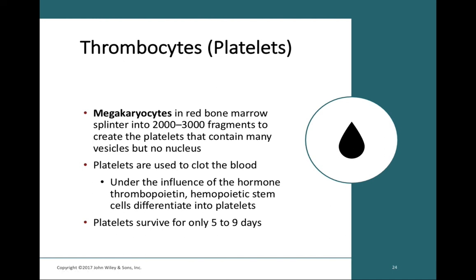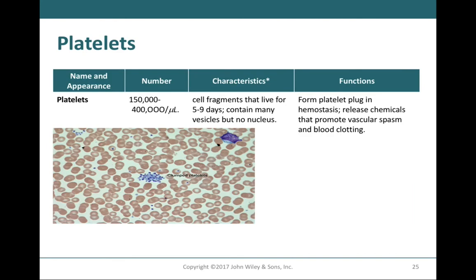Platelets will circulate in the bloodstream until some damage has occurred to one of the vessels. When a blood vessel has ruptured or broken open, that's going to release certain factors that will stimulate platelets to start the clotting cascade. Platelets are the second most common formed element that can be found inside of the bloodstream. You can find between 150,000 to 400,000 platelets per microliter of blood.